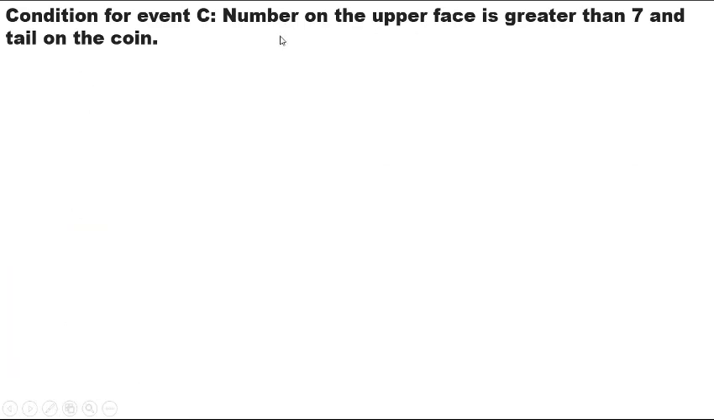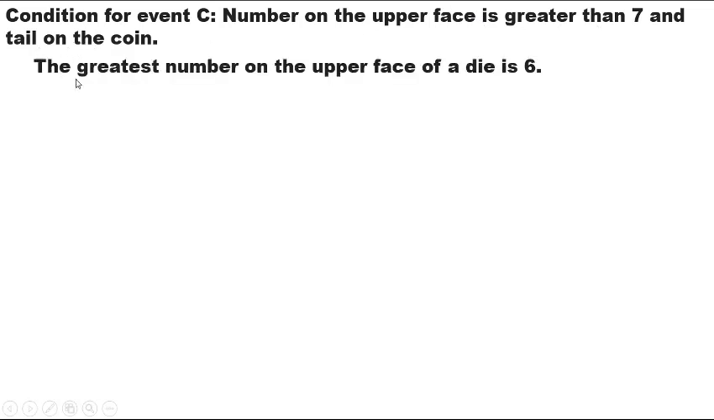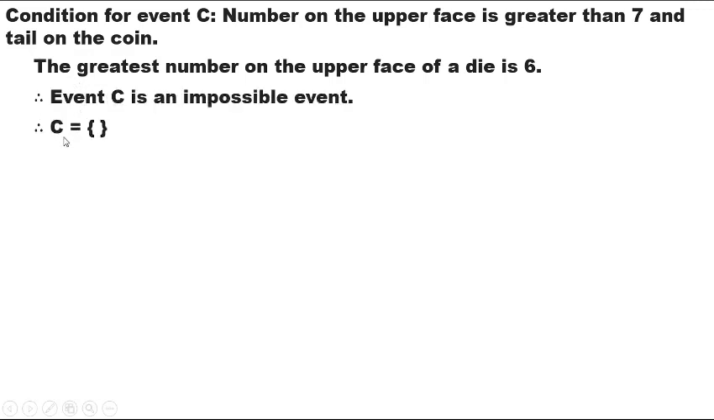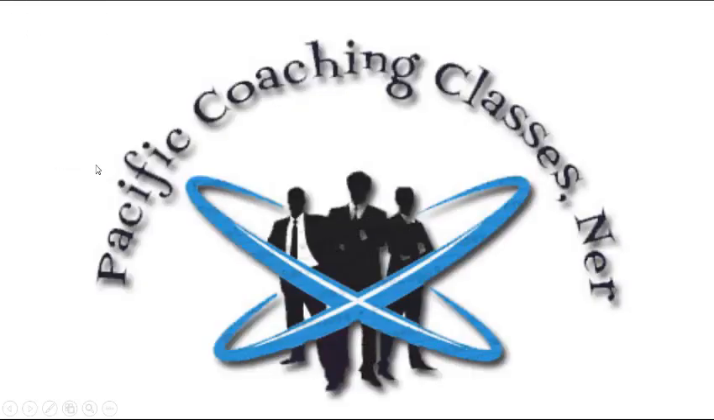Conditions for event C: the number on the upper face is greater than 7 and tail on the coin. The greatest number on the upper face of the die is 6. Event C is the impossible event. Therefore, set C is null. Therefore, number of the sample points of set C is equal to 0.